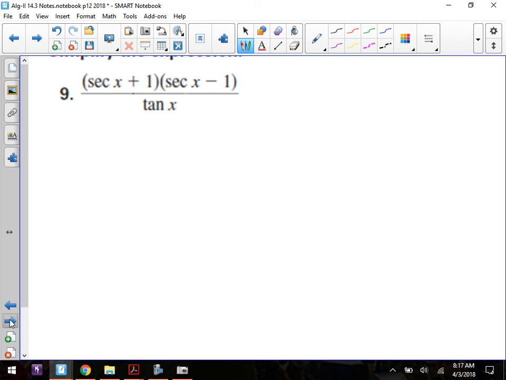Is this a simplify or a verify? Simplify. Why is it a simplify? No equals. All right.